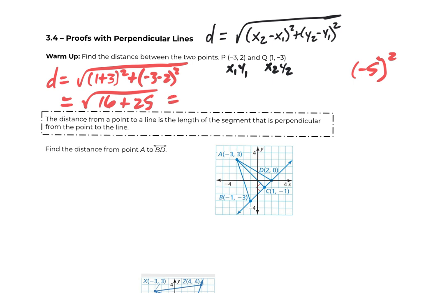And then we add those together, 16 plus 25, and take the square root of it, and we get the square root of 41. We can leave our answer a couple of different ways. Square root of 41 is what we call our exact answer. And then we also talked about how we can put it into a decimal if we wanted to. And if we take the square root of 41, what do we get? About 6.4. Okay.